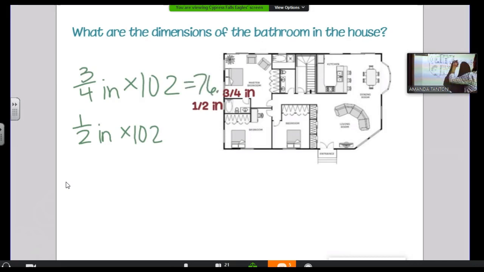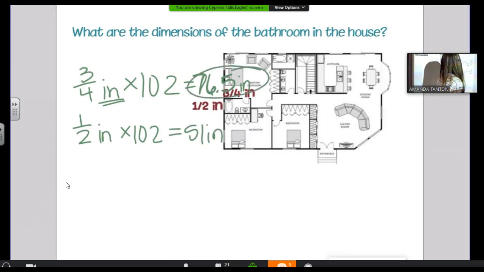Is that feet or inches? Good. We started with inches. Our scale factor didn't have any units at all, so we ended with inches. And if you want that to make more sense, you can divide it by 12 and make it feet. So 1/2 times 102, 51. So those are the dimensions of the bathroom in real life.